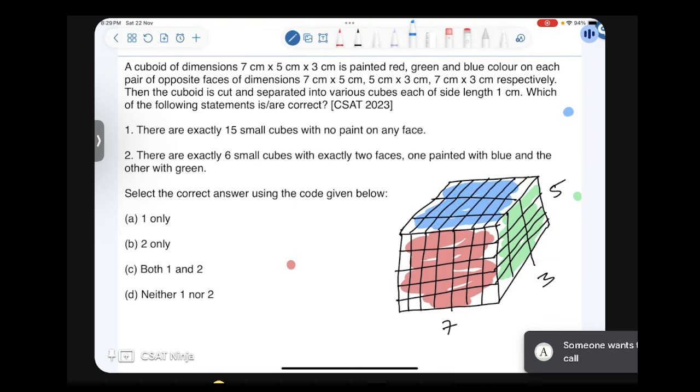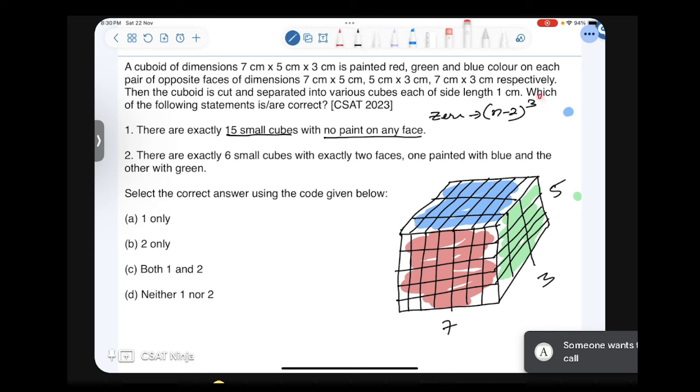Now, what do we need to find? Statement number 1. Let's check statement number 1. Statement number 1 says what? There are exactly 15 cubes with no paint on any face. That means there are 15 cubes with no side painted. Okay. So what do we need to find? We need to find no side painted. But no side painted formula was what? 0 side painted formula was n minus 2 to the power 3.